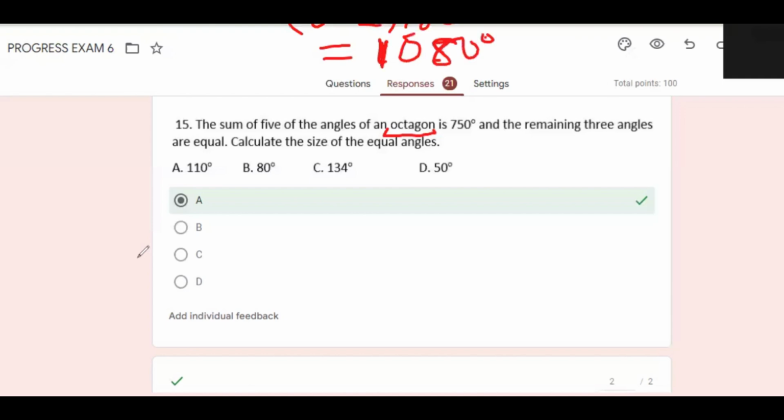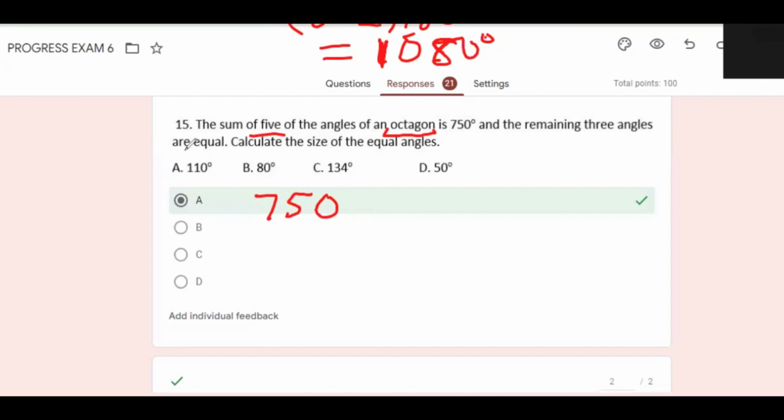Okay, degrees. And we're given that out of those 8 angles, 5 of them sum to 750, sorry. How many angles do we have left? 3. Since 5 of them put together is 750, and the remaining 3 angles are equal, what do we do with that? You subtract 750 from 1080 and then divide by 3.